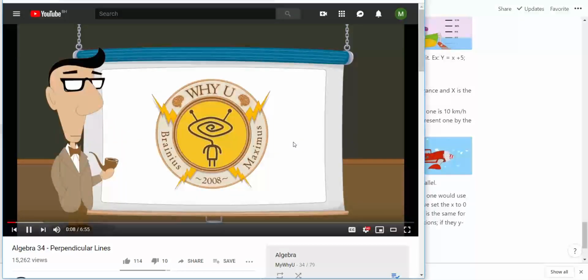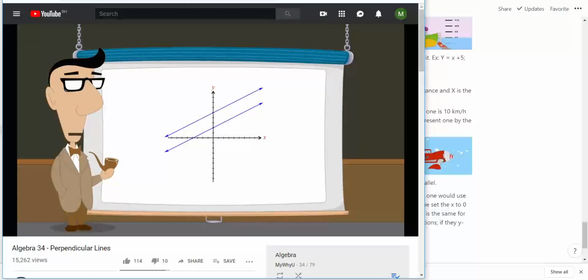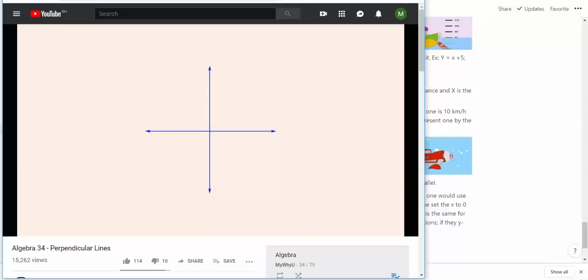In the last lecture, we saw how two linear equations could describe parallel lines in the Cartesian plane. Another possibility is that the lines described by two linear equations can be perpendicular. Perpendicular lines are lines which meet at right angles. At their point of intersection, two perpendicular lines form four 90-degree angles. Perpendicular lines don't have to be horizontal and vertical. They may be oriented in any way as long as they meet at right angles.